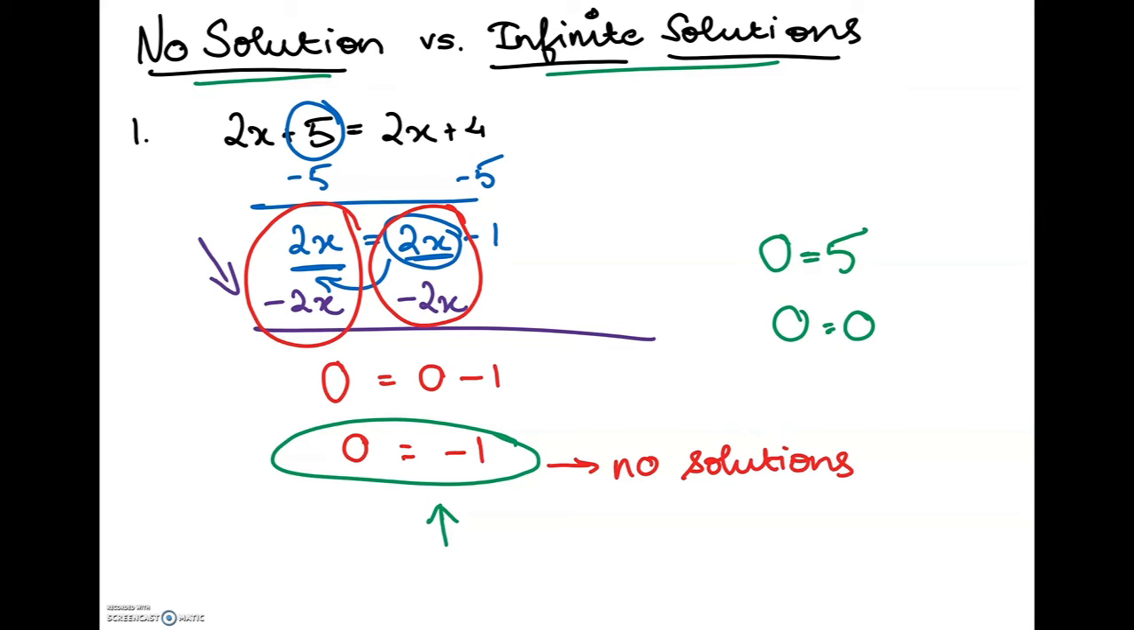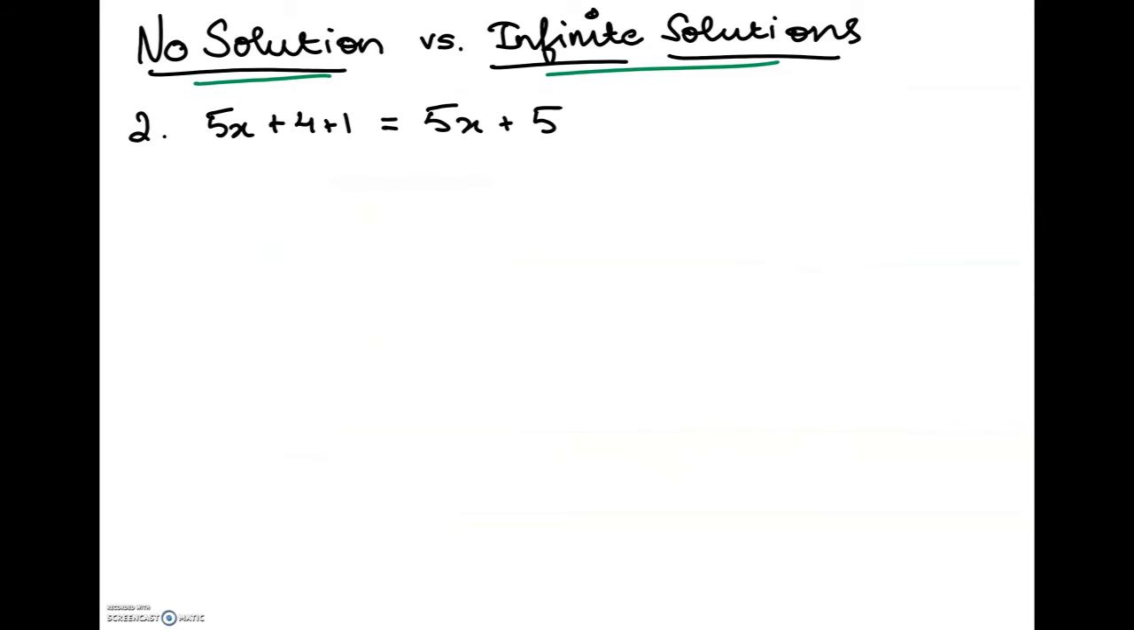Now let's try another example where we get infinitely many solutions. It does look similar to this, but there is a key difference you have to take note of. This is our next example. We have 5x plus 4 plus 1 equals 5x plus 5. As I said before, first we're going to simplify fully, because we have 4 plus 1 here, which we can simplify. So let's write this as 5x plus 5 equals 5x plus 5.